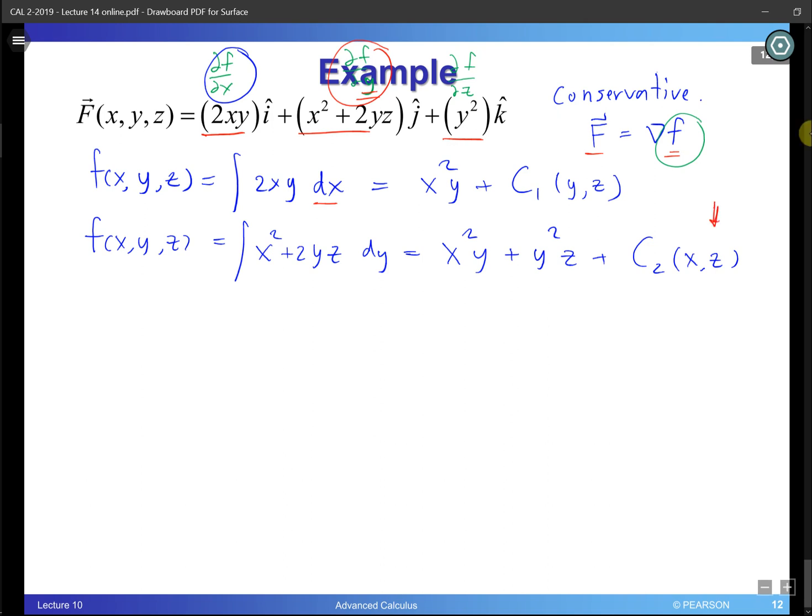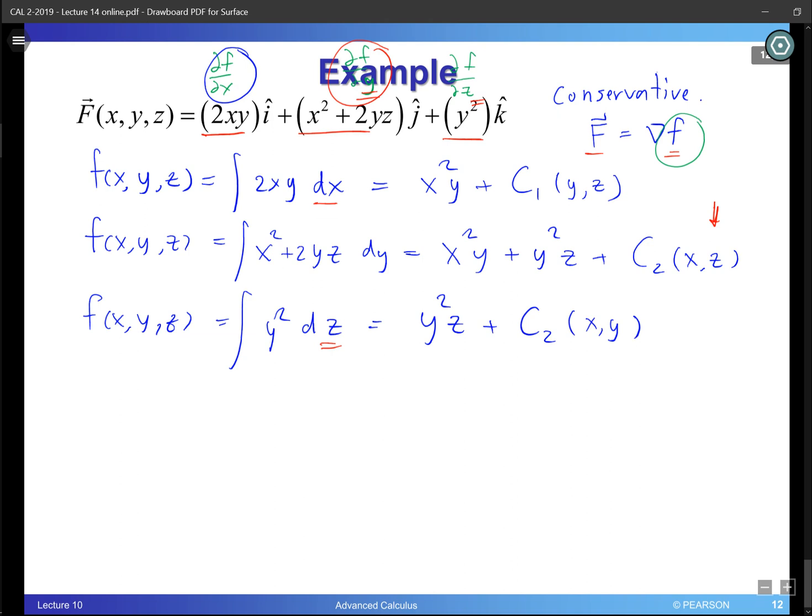Now, the last one, f(x,y,z), can come from the integration of the last component, that is y squared. This time you have to integrate with respect to z. Now, with this, easy. You get y squared z plus another constant that can have the variables that are not z, which are x and y.